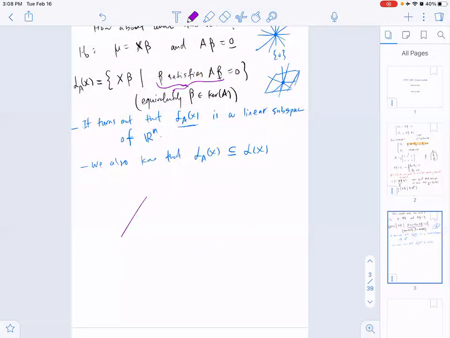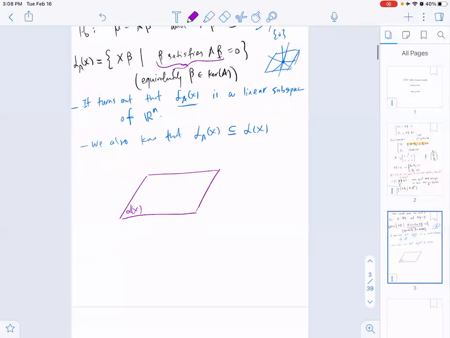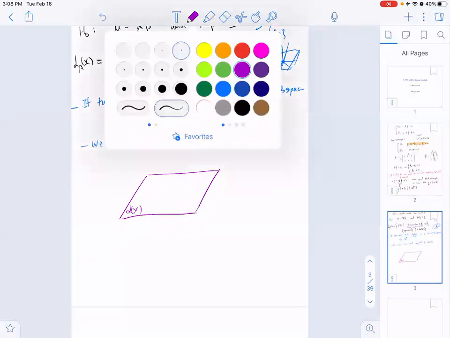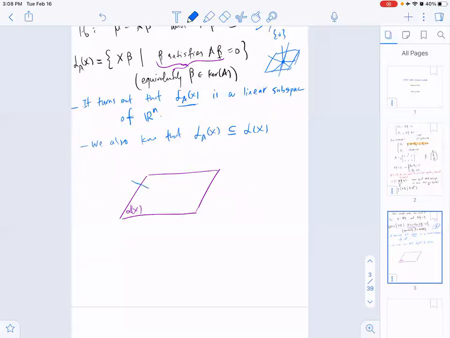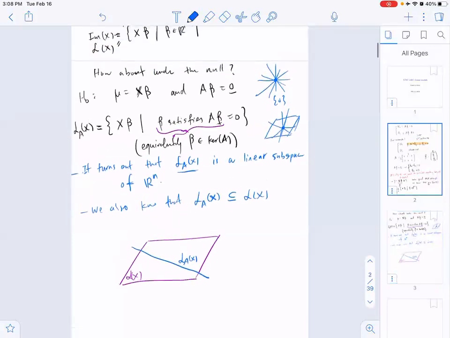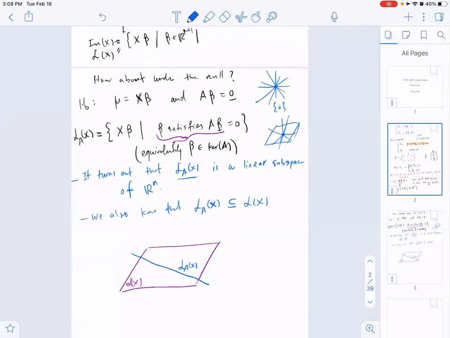So usually I represent one as a plane for simplicity. It may not be a plane, it might be a higher dimensional object, but I'll represent it like that, and then the other one I represent as a line here. In general, the dimension would be smaller. If you have constraints, that would reduce the dimension. It's not going to be generally the same dimension as L of X, but that's the idea.